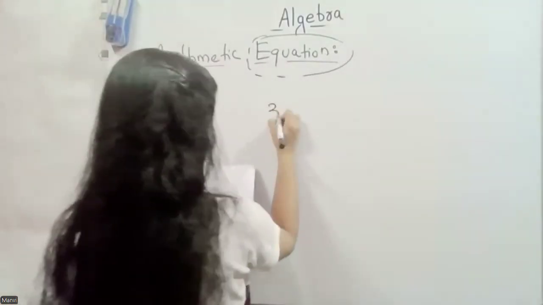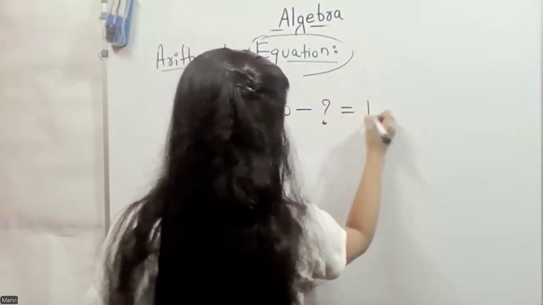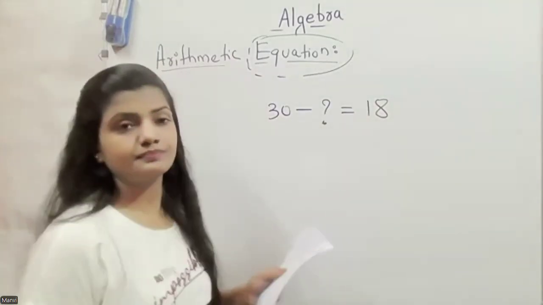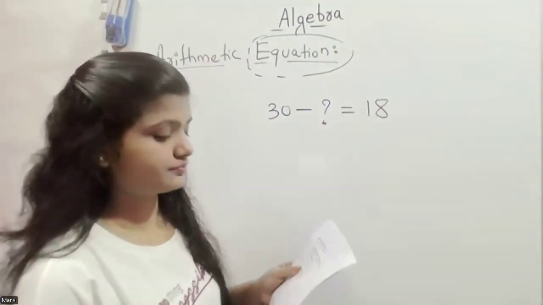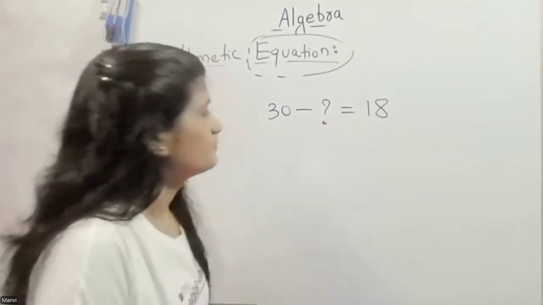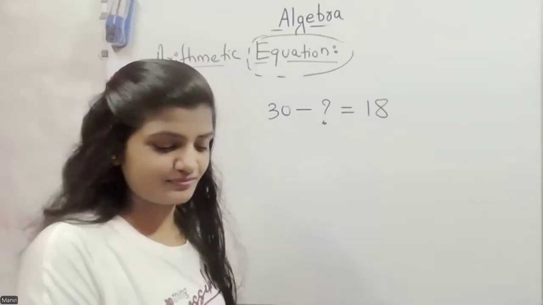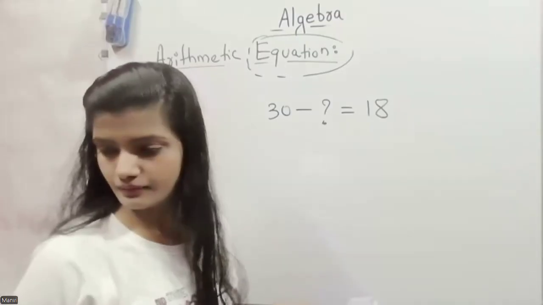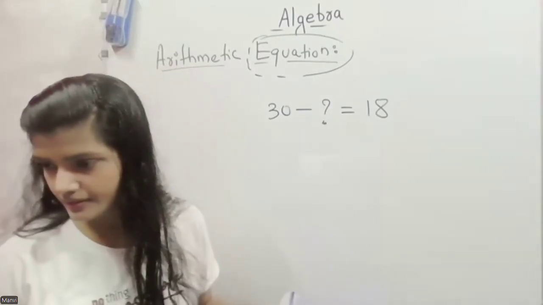Now this one. 30 subtracted with what equals 18? What equals 18? $12. Wow. What's next?